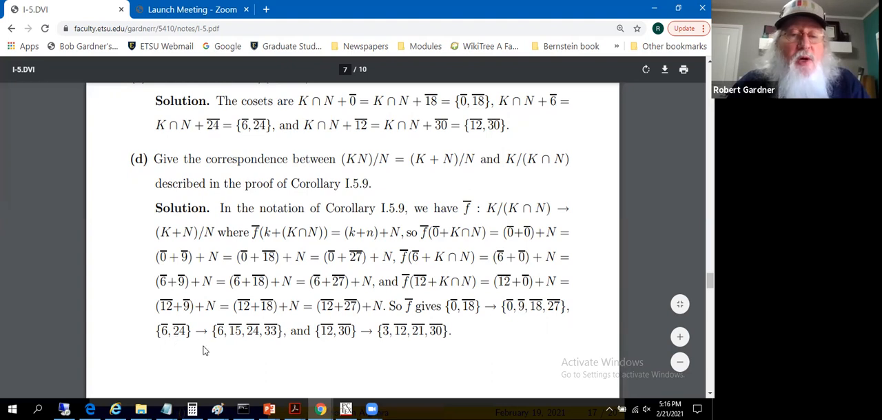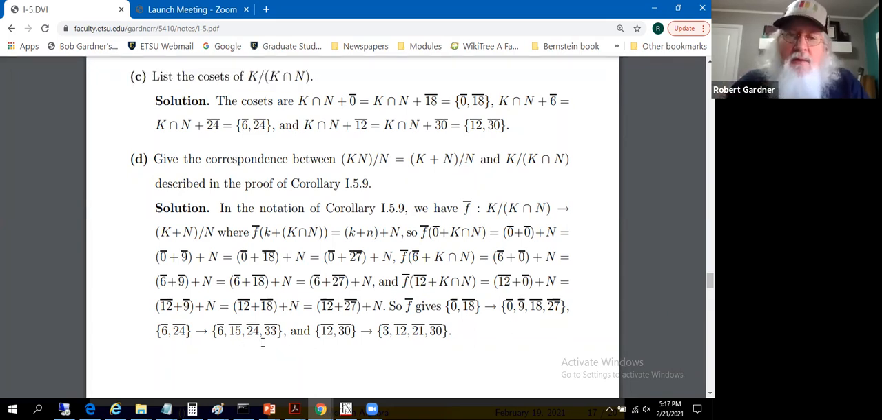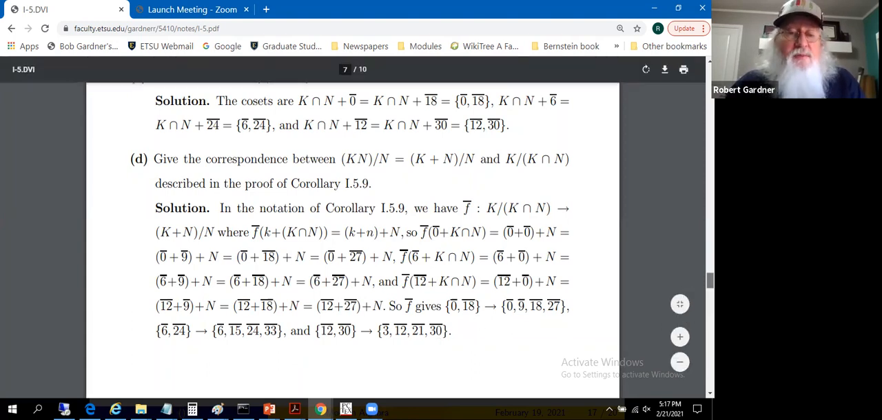6 bar, 24 bar, there's 6 bar, 24 bar, and there's a couple of other things. And the new things, in a sense, they always differ by 9 from the representatives given here. 12 bar, 30 bar, 12 bar minus 9 is 3 bar, plus 9 is 21 bar. So some kind of mod 9 thing going on here, as is not terribly surprising. But that's the type of mapping given by the second isomorphism theorem.